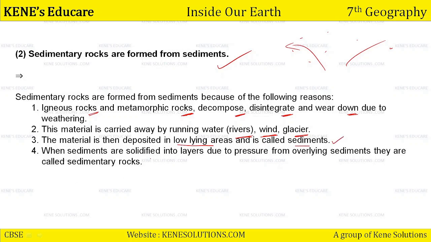When sediments are solidified into layers, सोचो एक कोई sediment गिरा फिर एक कोई गिरा, ऐसे करते करते इतनी बड़ी layer बन जाती है और एक बहुत बड़ा सा sedimentary rock बन जाता है. Okay? When sediments are solidified into layers due to pressure from overlying sediments, they are called sedimentary rocks. क्योंकि एक के ऊपर एक sediments का pressure आता रहता है and hence they are formed into a form of a rock, जिसे हम sedimentary rock कहते हैं. Okay, that is why sedimentary rocks are formed from sediments or maybe the pressure of one sediment over the other.